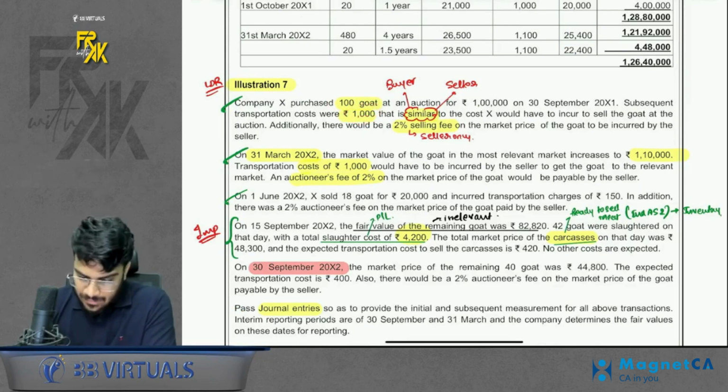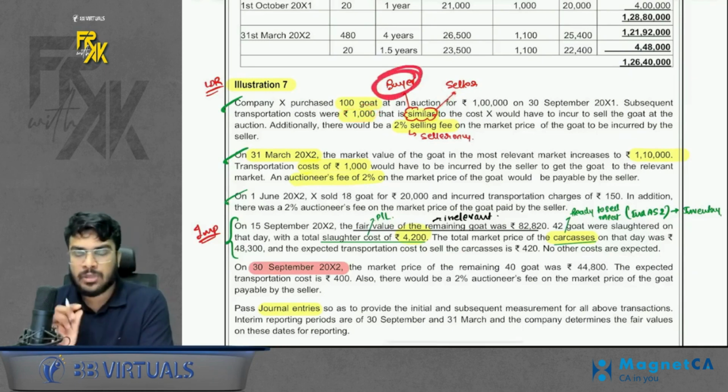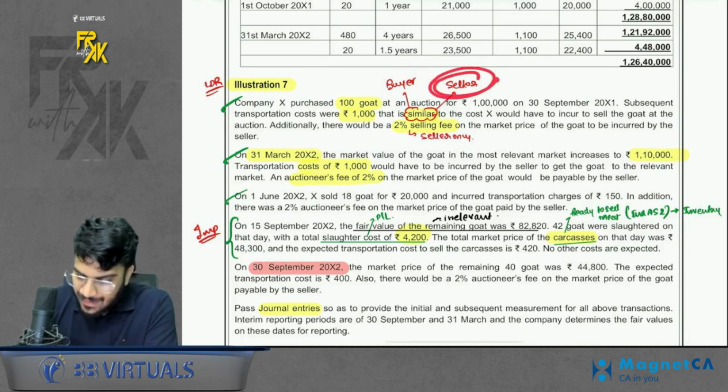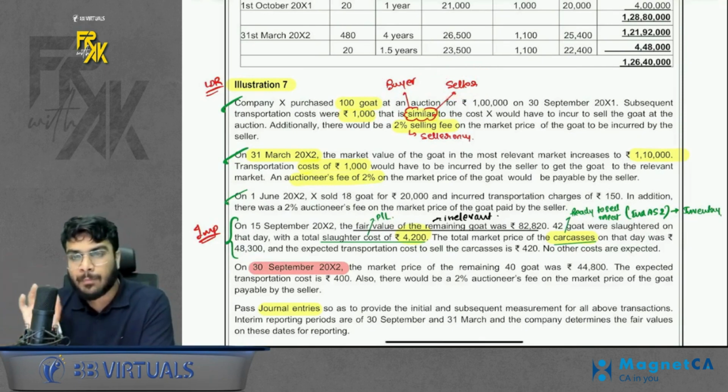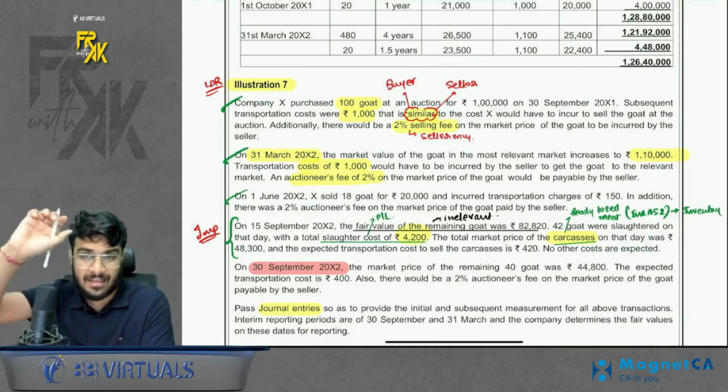Now whenever it says transportation cost similar to the cost S would have to incur, I gave you a hint. Whenever they are using the word similar, that means this is a buying cost as well as the selling cost. So whenever it is a buyer's cost, you will add to cash bank. Whenever it is a seller's cost, you will reduce from fair value to compute FVLCTS. Remember my FR with this AK exclusive hint?